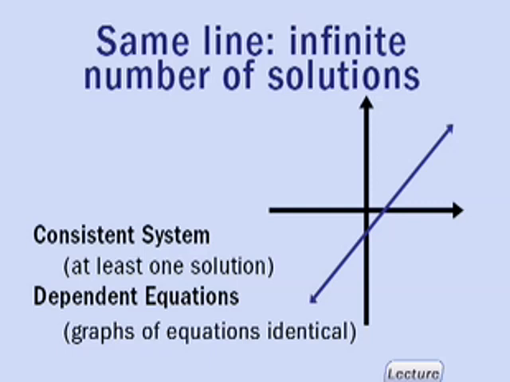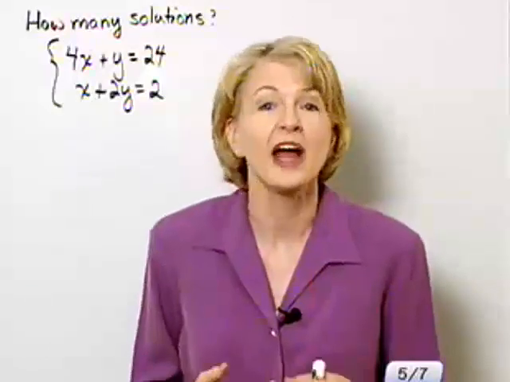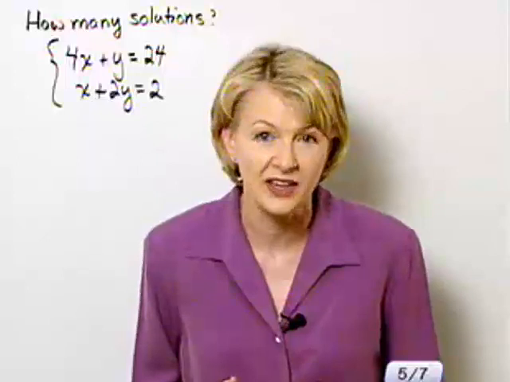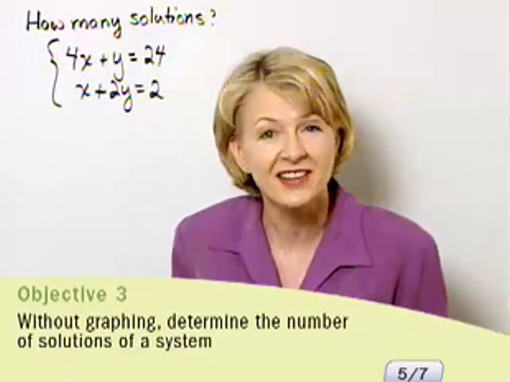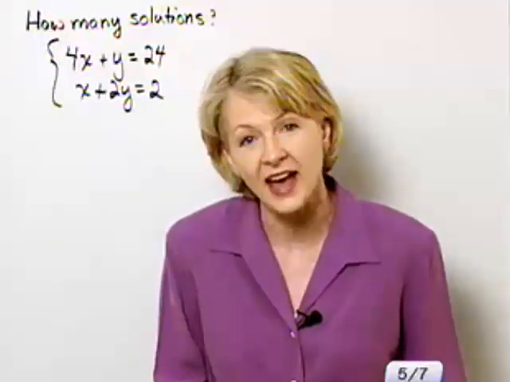Then there is an infinite number of solutions to the system. We call this a consistent system and dependent equations. I hope you can see by now that graphing is not an accurate way for solving a system of equations. We don't need to graph a system, though, if we're just interested in knowing how many solutions a system has.